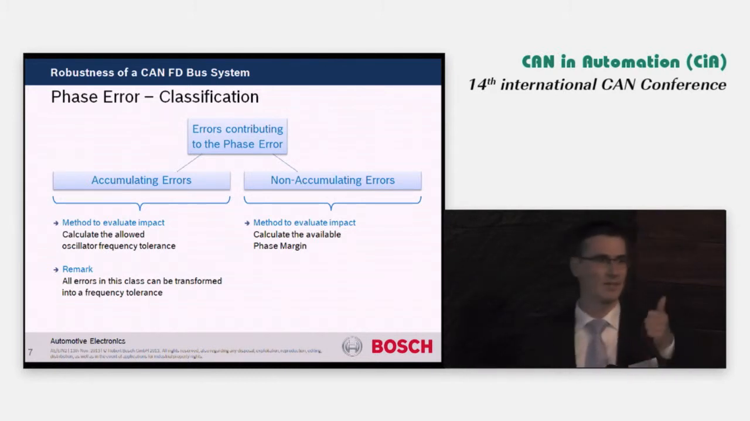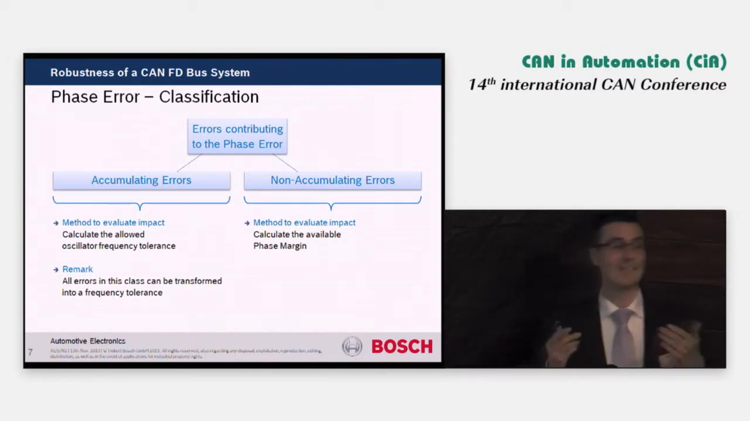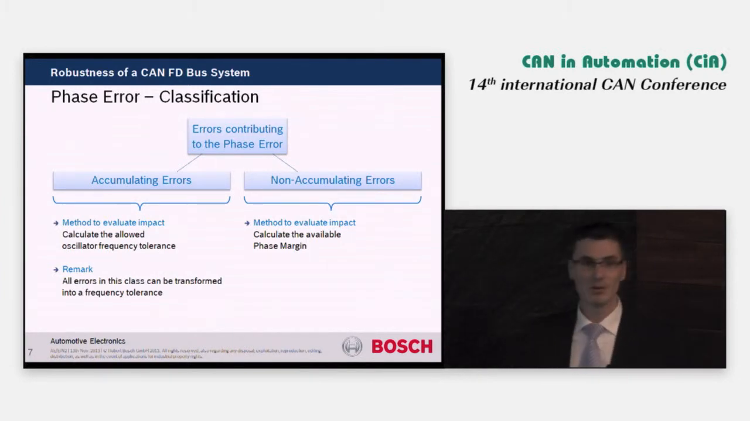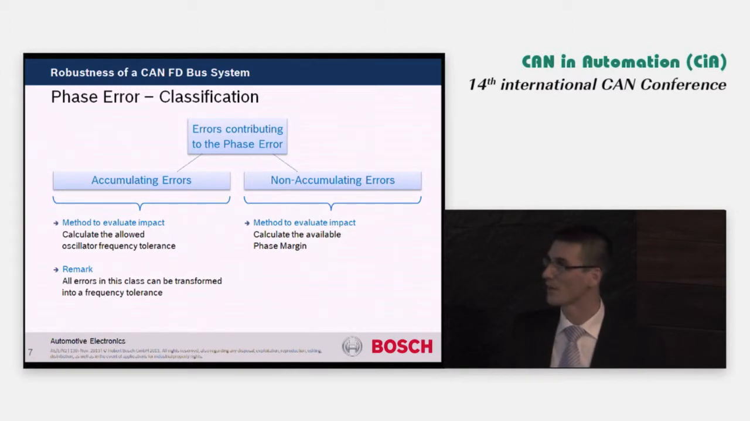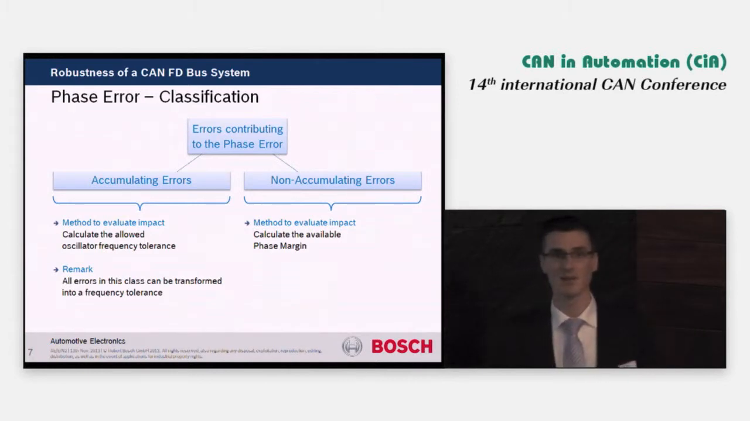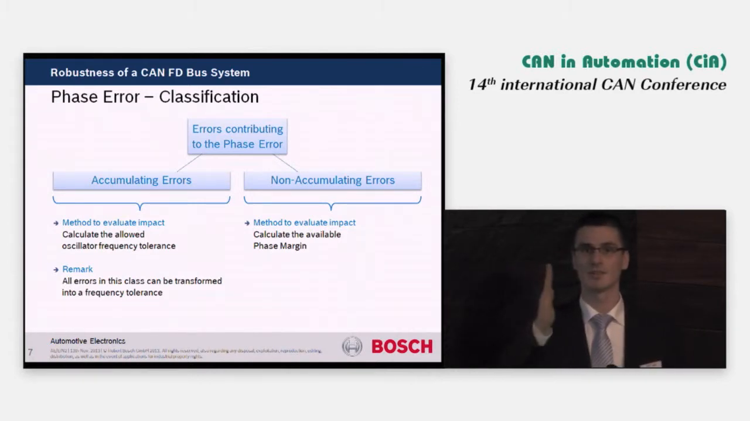Why calculate just the oscillator tolerance frequency? The reason is, even if there are several errors in this error class, they can all be transformed into a frequency tolerance. So I can transform every error in this class to a frequency tolerance. And to account for the second class of errors, we will calculate the phase margin. The phase margin is a measure for the allowed shift of an edge.